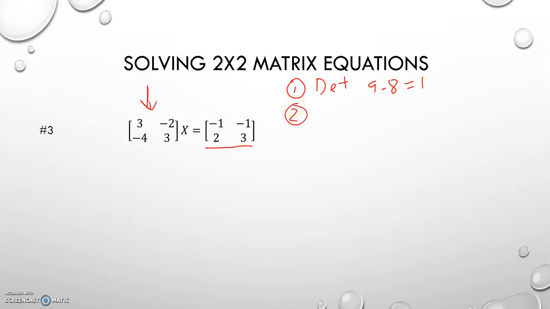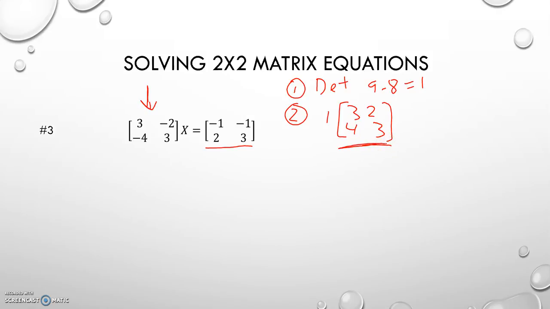So that means we're going to take 1 over 1, which is 1, times the new matrix, where the 3's switch places, and the -2 becomes a +2, and the -4 becomes a +4. So 1 times this matrix is itself. And so this is my inverse matrix.